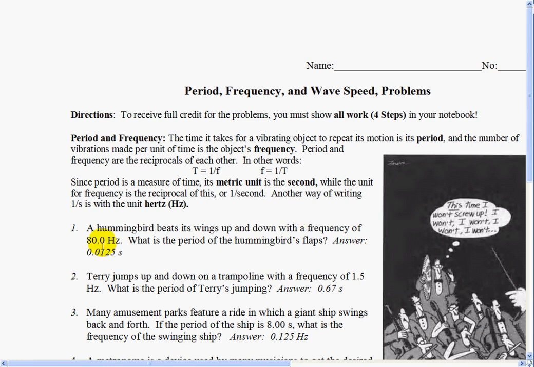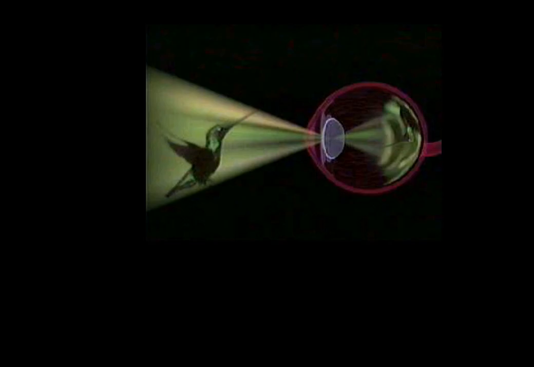Problem number 1. What's the first step we want to do? We got this crazy hummingbird flapping its wings. You guys ever see a hummingbird before? Have you guys seen one before? Hummingbirds you find more in warmer areas like the Southwest United States, California, Florida.